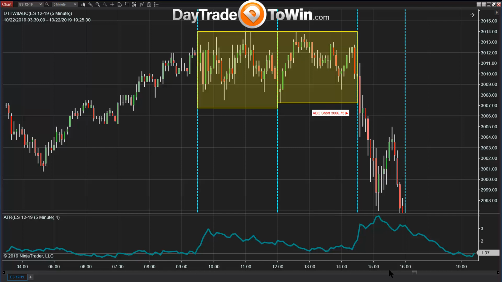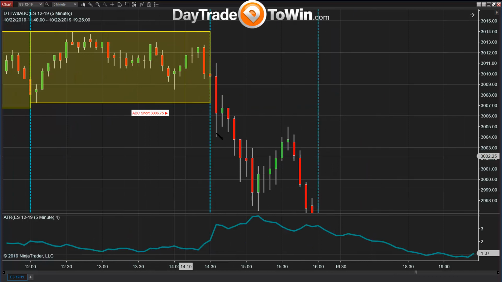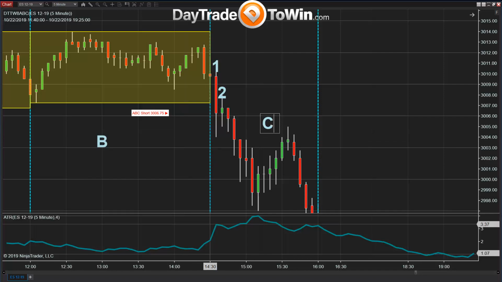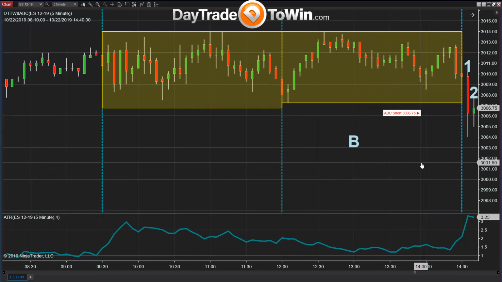And the reason is because we have 2 consecutive candles closing outside of the range of B, right? So this is B here. And this is C. We have 2 consecutive candles closing outside the range of B. So this would be 1, this would be 2, 3,675, which is what the order is displaying, to go short.